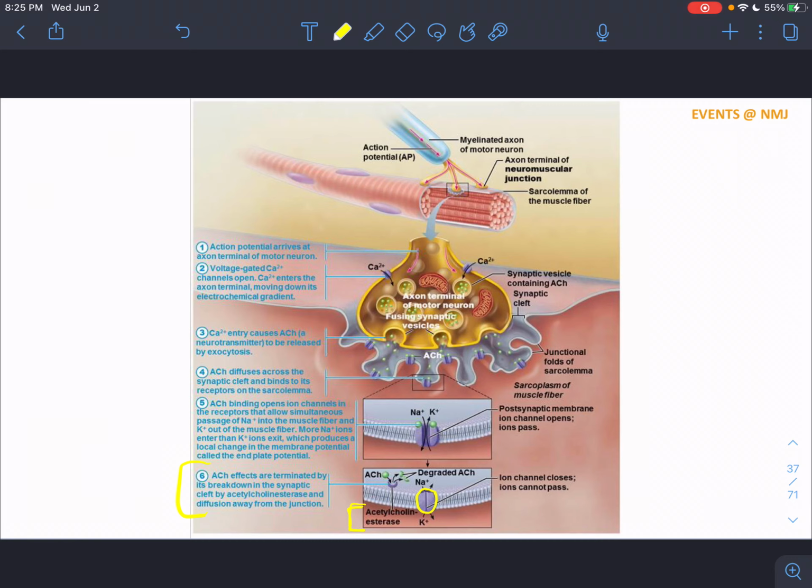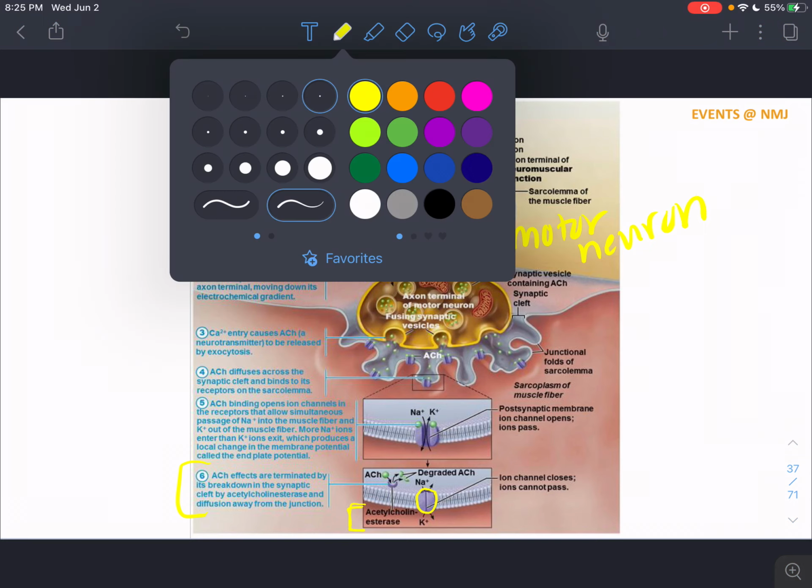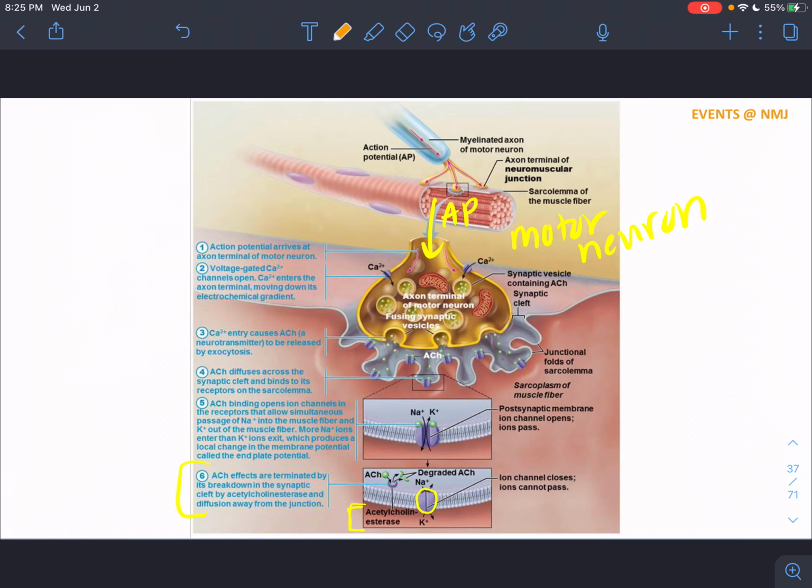So, from the top, an action potential comes down the axon into the axon terminal of your muscle, or motor, motor neuron. Okay. The action potential coming down is going to open calcium channels, and calcium is going to enter the axon terminal.